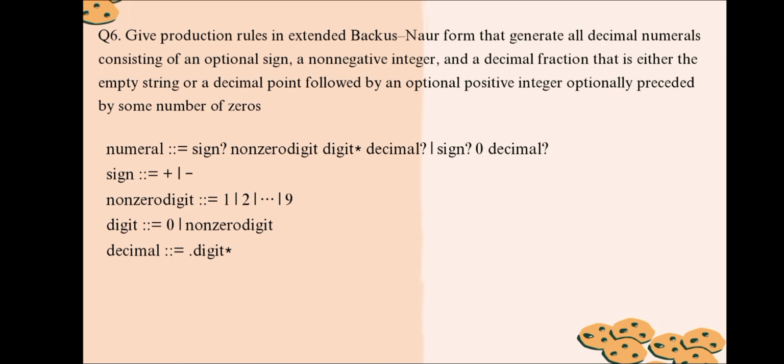The revised extended Backus-Naur form accurately captures the intended grammar for decimal numerals, allowing for optional signs, non-negative integers including a single zero, and optional decimal points or decimal fractions without leading zeros. This is how we can create production rules in extended Backus-Naur form.